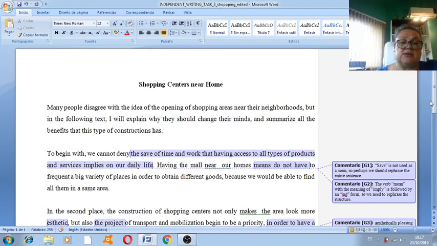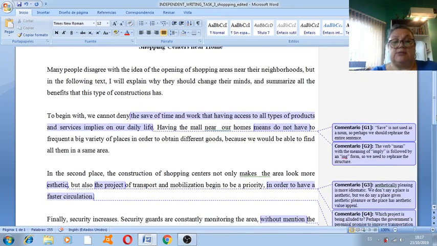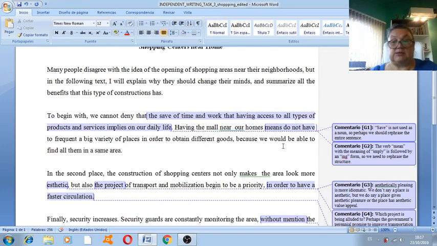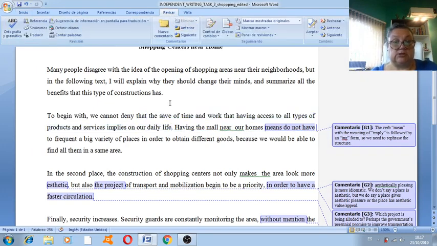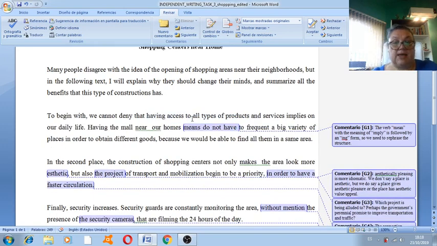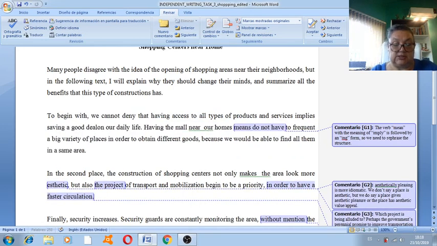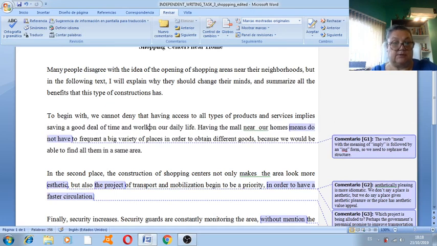All right, there's something here in this sentence when you say "we cannot deny the save of time and work that having access to all types of products implies in our daily life." Now, "save" is not used as a noun, so perhaps we should rephrase the entire sentence, saying something like, "we cannot deny that having access to all types of products and services implies saving a good deal of time and work in our daily life." All right, now it sounds English.